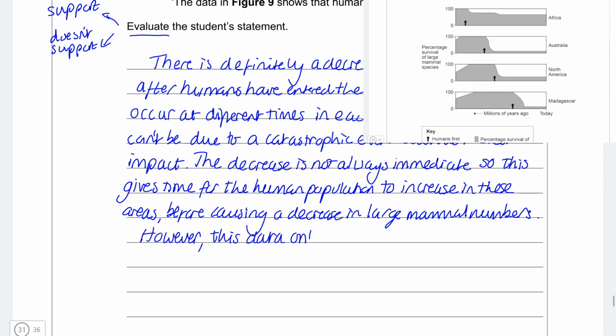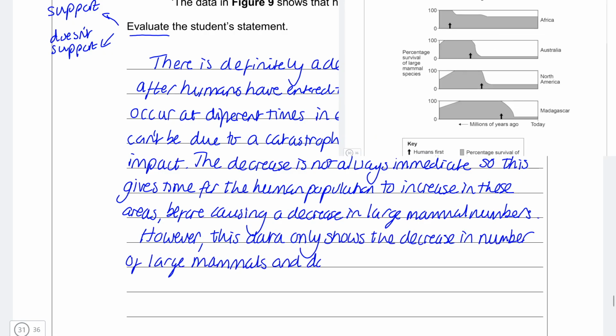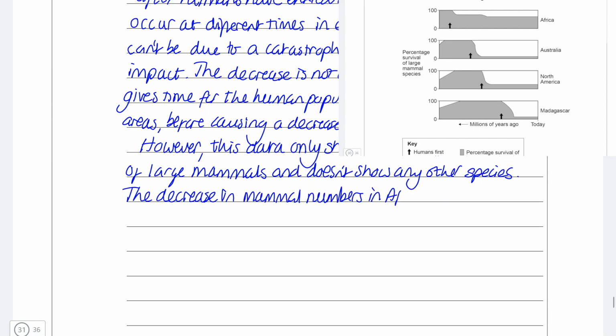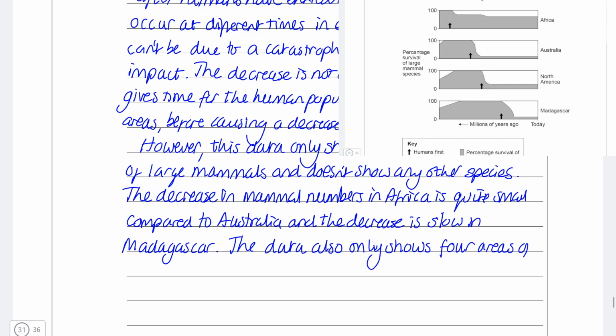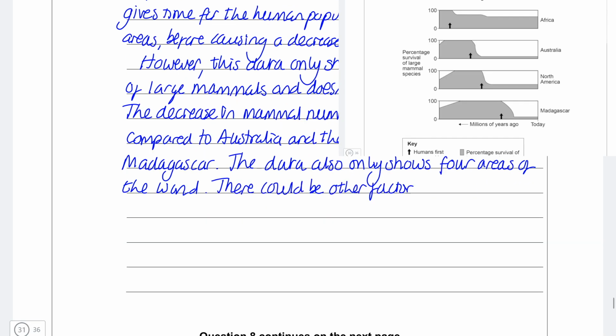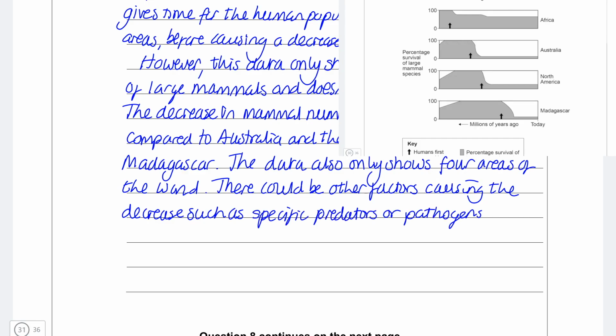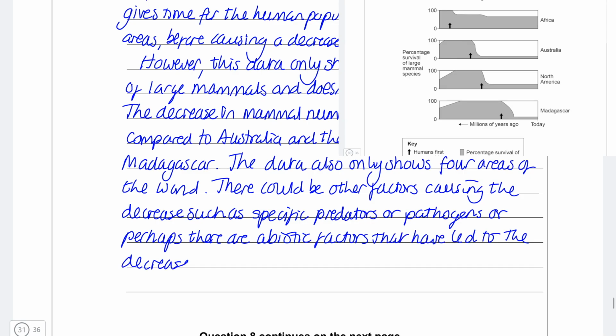However, this data actually only shows a decrease in the number of large mammals and doesn't show any other species. The decrease in mammal numbers in Africa is quite small if you compared it to Australia, for example, and the decrease is quite slow in Madagascar. The data only shows 4 areas of the world. There could be other factors causing the decrease, such as specific predators or pathogens, or perhaps there are abiotic factors that have led to the decrease, such as a change in climate.